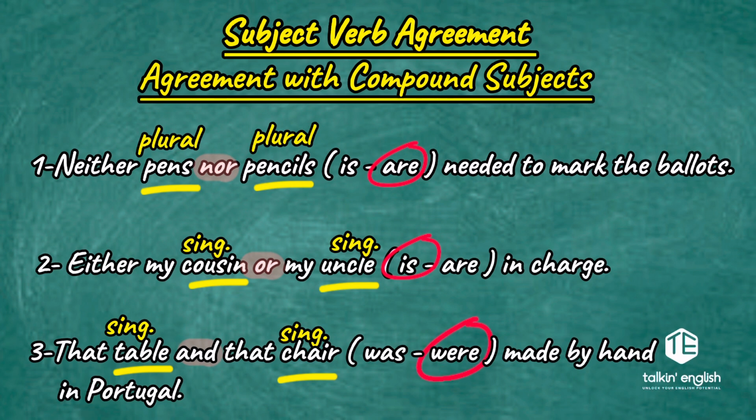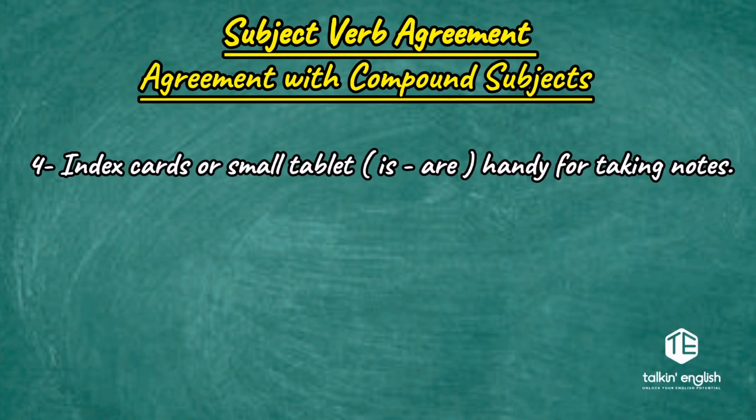Now the next one. Index cards or small tablets is or are handy for taking notes. Look at the subject here. I have cards and I have tablet. And the conjunction is the word or. What is the number of the word cards? Plural. What is the number of the word tablet? Singular. That's why here I have to choose a singular verb. Why a singular verb? The number of the two subjects is different and the conjunction is the word or. I have to choose the verb that agrees with the subject nearer it. The subject nearer it is tablet. It is singular. That's why a singular verb is needed here, which is the word is.